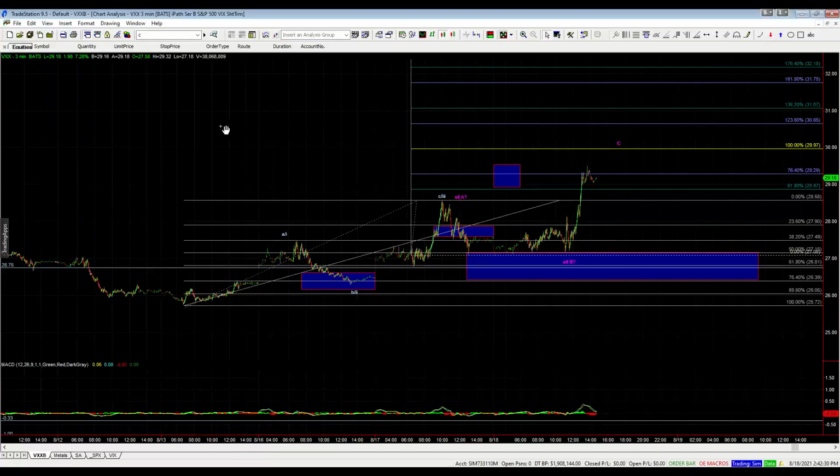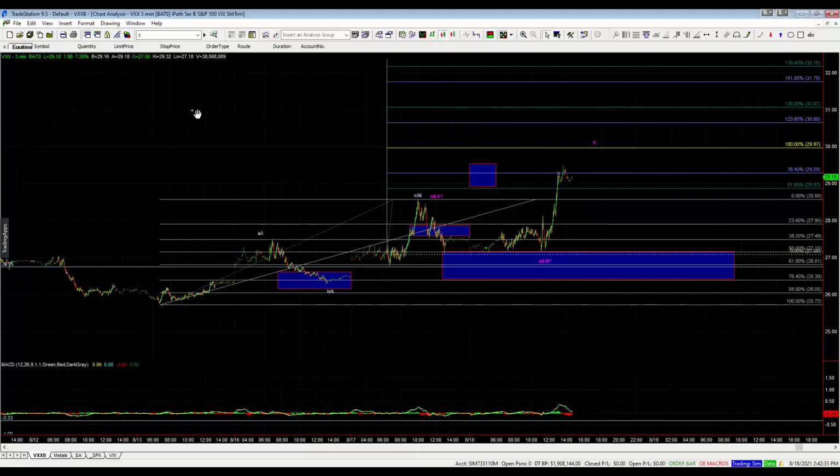Why have projections for GX shifted more negative lately? Because it's broken support. That is the main reason. It's broken down below ideal support.